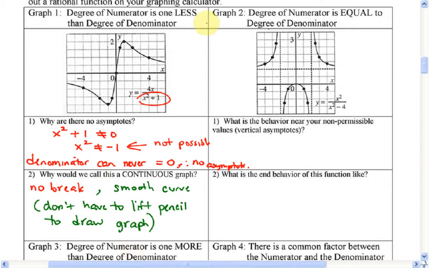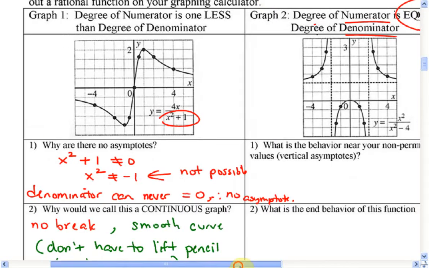So let's look at graph number 2. And notice for graph number 2, what do we have about the degrees? The numerator of the degree is 2. The denominator of the degree is also 2, and they're equal. So let's look what happens in this case. And my equation here is y equals x squared over x squared minus 4. Let me enlarge this a little bit so you can see a little bit better.